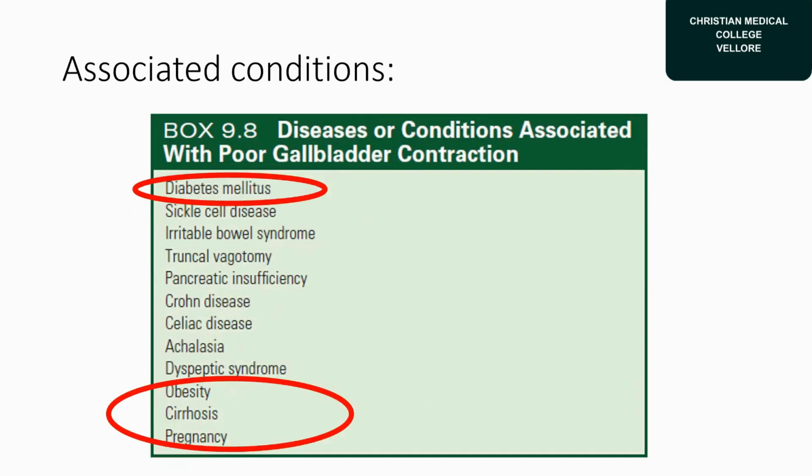So what are the diseases or conditions associated with poor gallbladder contraction? The most common that we see in the clinics would be diabetes, obesity, cirrhosis, pregnancy, and the other less common ones are also mentioned here.